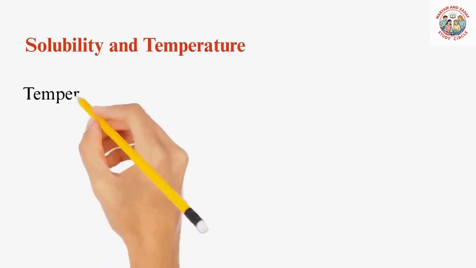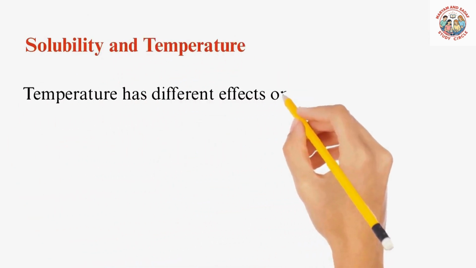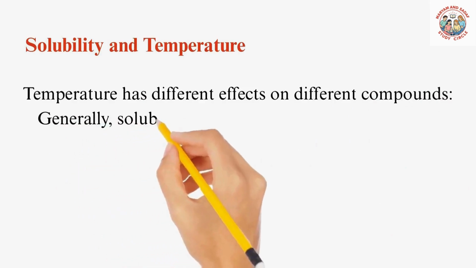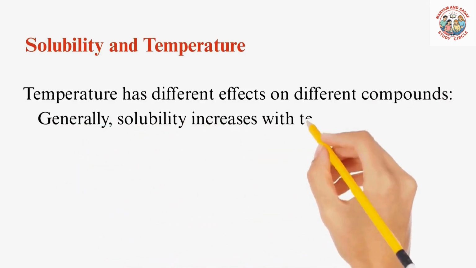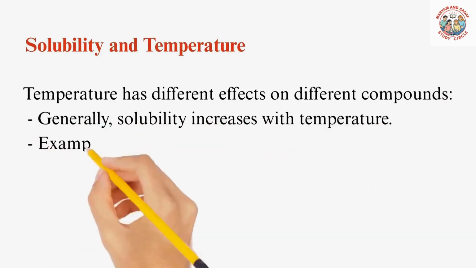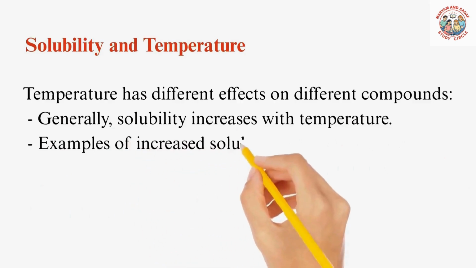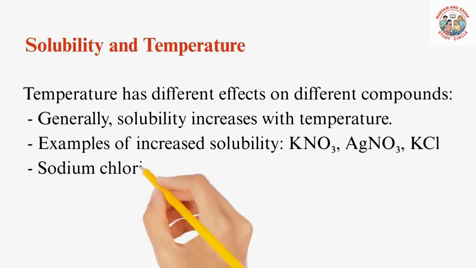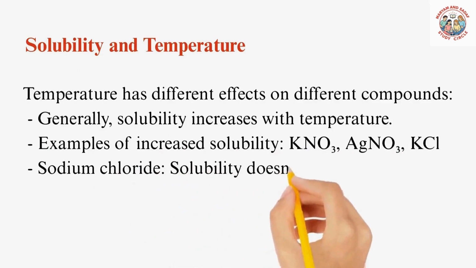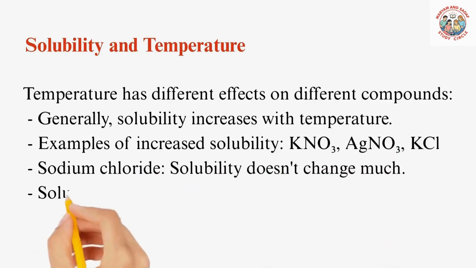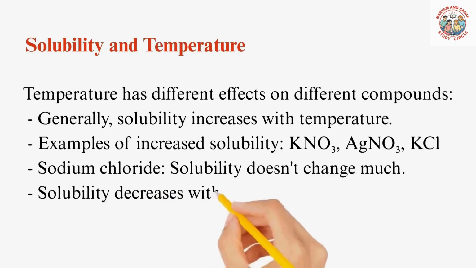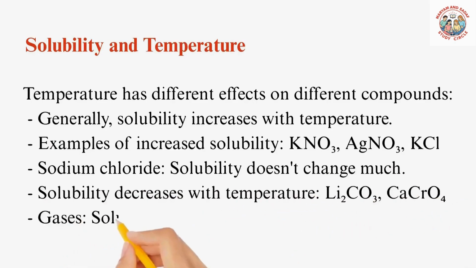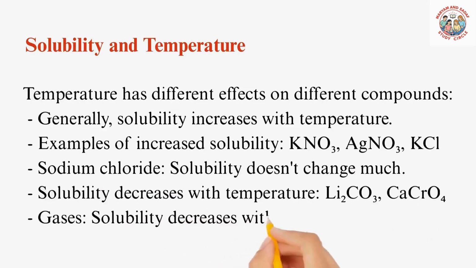Solubility and temperature. Temperature has different effects on different compounds. Generally, solubility increases with temperature. Examples of increased solubility: potassium nitrate, silver nitrate, potassium chloride, sodium chloride. Solubility doesn't change much for some compounds. Solubility decreases with temperature: lithium carbonate, calcium chromate. Gases: solubility decreases with temperature.